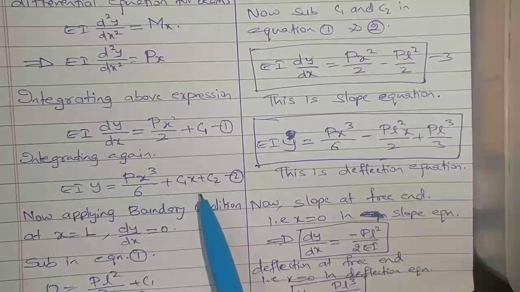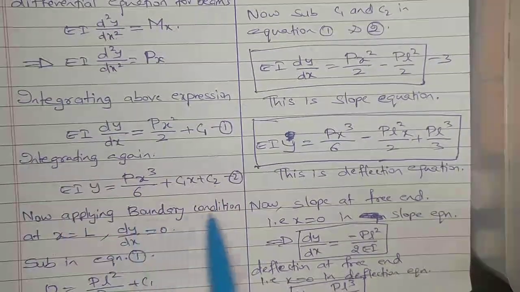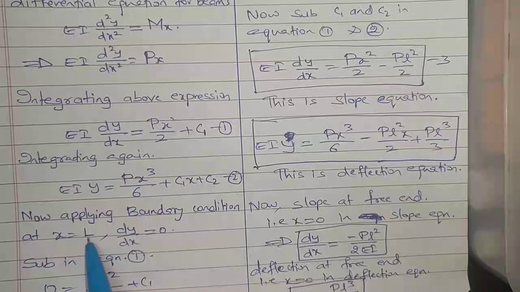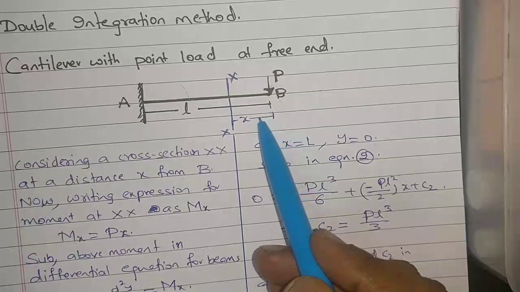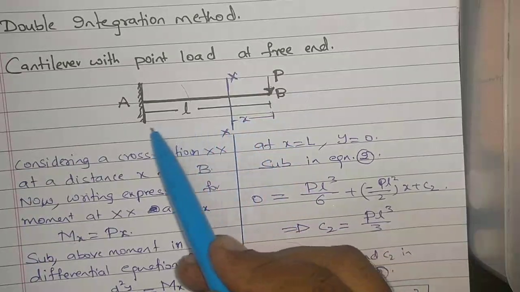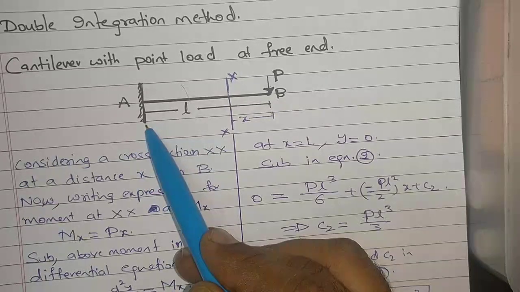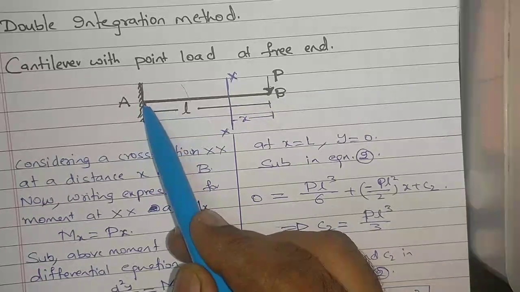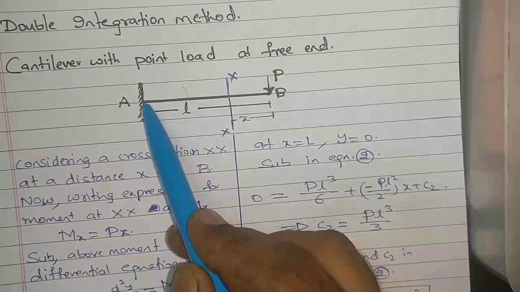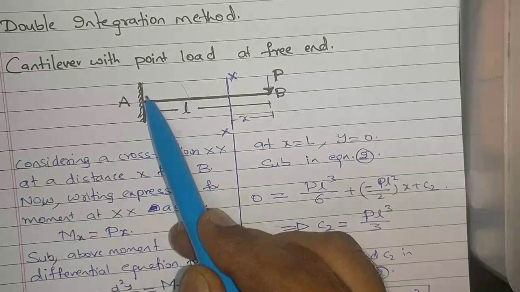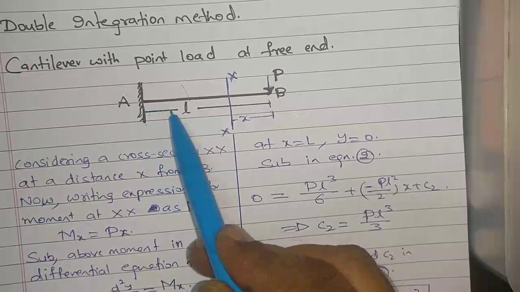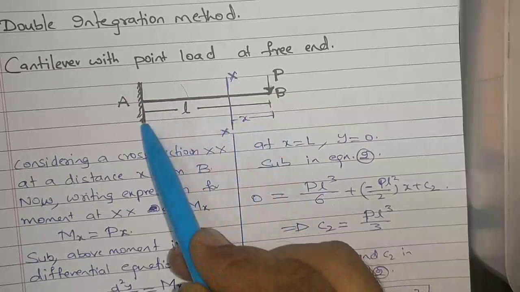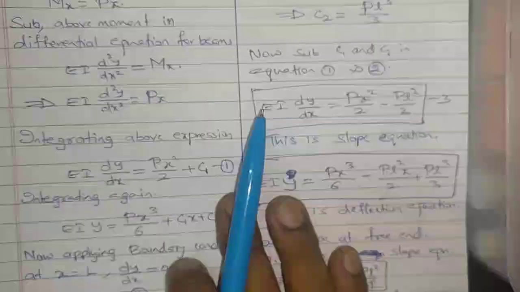So what is the boundary condition? First boundary condition is at x is equal to L, dy by dx is equal to 0. See here x is starting at x is equal to 0, so x is increasing in this direction. When it goes to this point, your x will become L. And this is the support A, where we know that deflection is 0 and also rotation dy by dx is 0 here. So the boundary condition is x is equal to L, dy by dx is equal to 0.